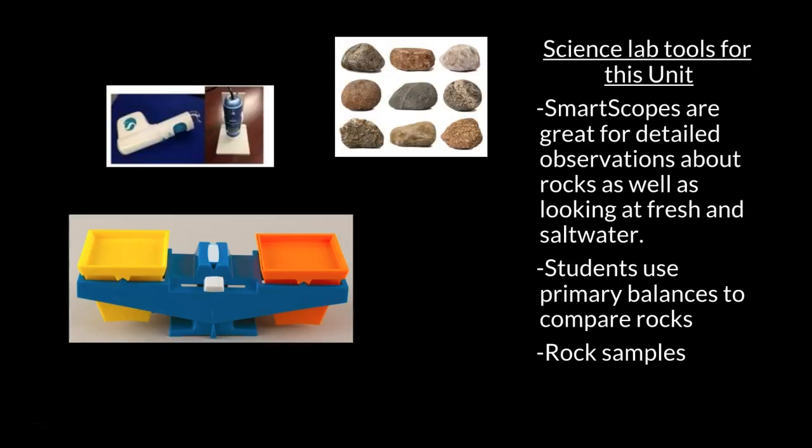A couple of tools I want to make sure you're aware of for this unit. You do have rock samples in the science lab. That is something most science labs have a plethora of different kinds of rocks for students to look at. The smart scopes are fantastic tools to look at the finer details of the rocks. And then I want to remind you that we have these primary balances that students can use to compare maybe the mass of them as well as the non-standard measurement, or you could bring in using actual rulers.